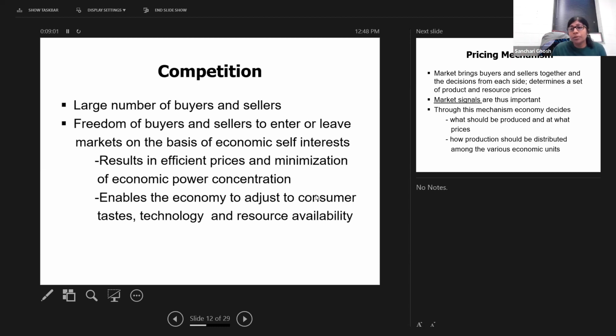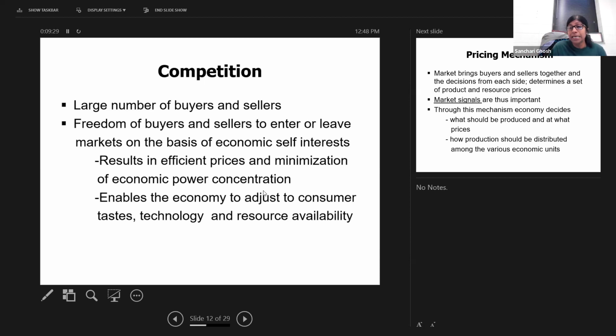If you ever think about a command and control system, I think none of you lived there, but I have friends who lived there, and their experience is everything is being controlled by the government. There is no free experience where the market is bringing together buyers and sellers to generate the price and the maximum satisfaction for everyone.